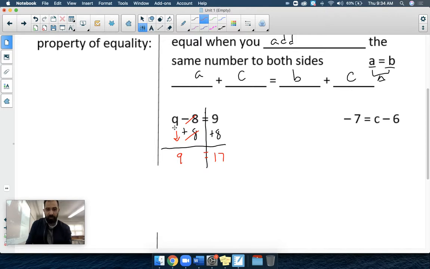Let's check it out. Let's take q equals 17 and substitute it back into the original equation. We have 17 instead of q, minus 8. Does that equal 9? Well, what's 17 minus 8? That equals 9. 9 equals 9. It is true. So we know that q equals 17 is a solution to the equation.